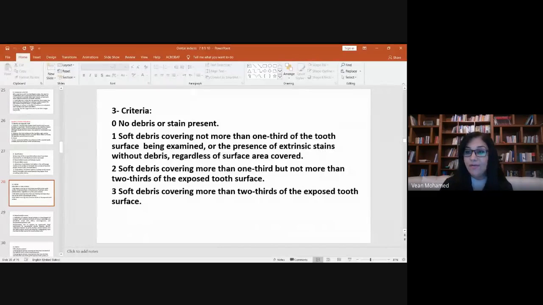So the criteria for oral debris simplified. 0, no debris. 1, soft debris not more than 1/3 of the tooth. 2, soft debris covering more than 1/3 but not more than 2/3. And 3, soft debris covering more than 2/3 of the exposed surface. Anyone can tell me the criteria, the numbering, even if you read it, no problem. Can anyone say what is 0, what's 1, what's 2, what's 3, please?